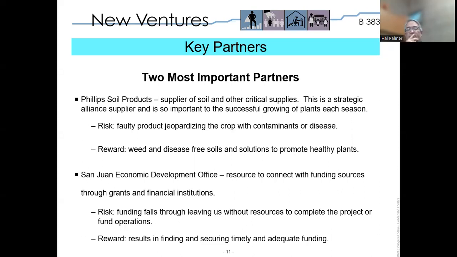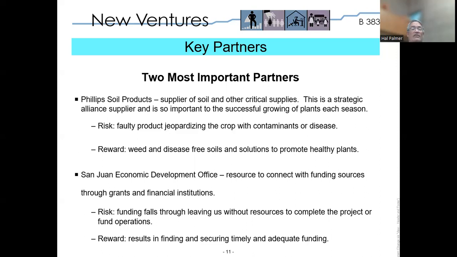Another key partner, to get things kicked off, would be the San Juan Economic Development Office. They're a resource for small businesses and for people with business ideas. They connect these people like me with funding sources through grants and financial institutions and other sources. So the risk with them is that funding fails through their resources to complete the project.